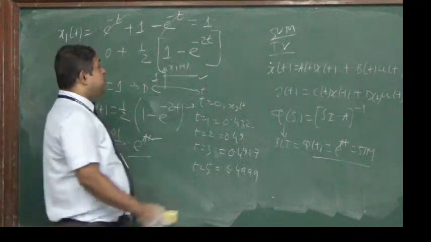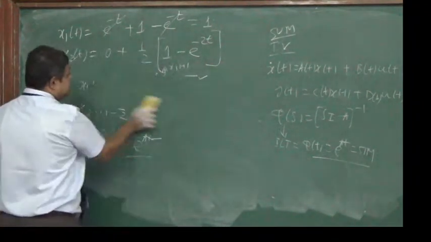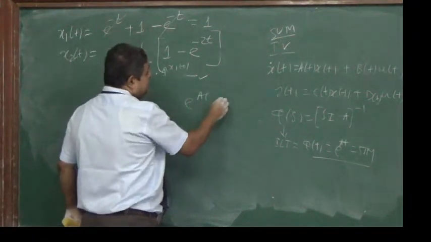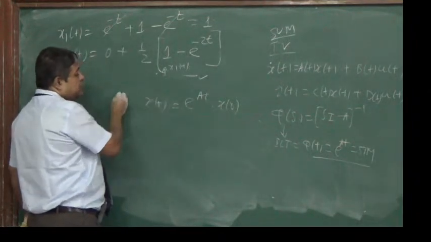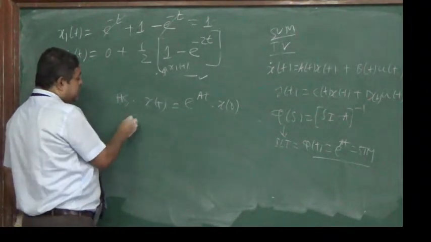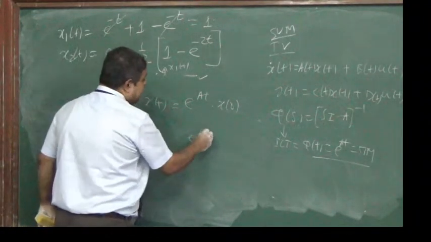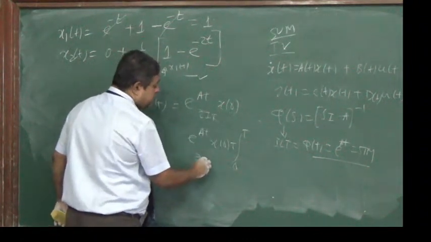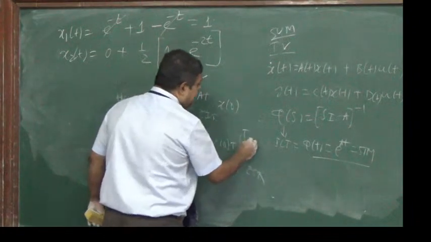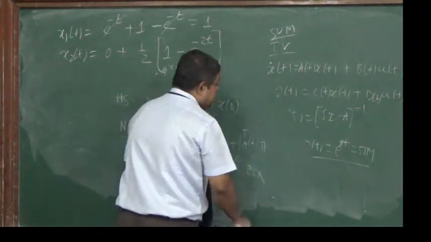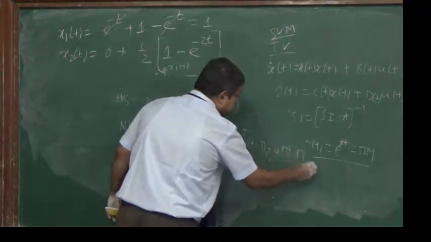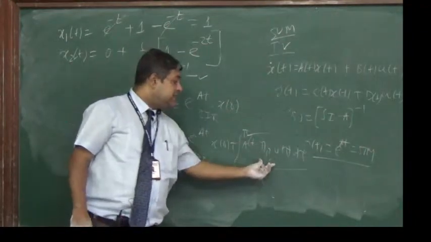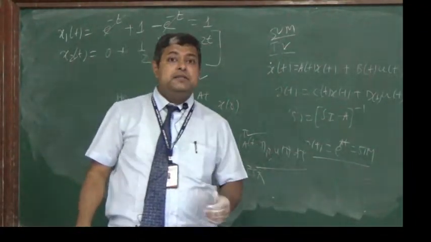Now there are two systems we have attacked. The first system was the homogeneous system, where there was no input, and the solution was e raised to At into x0. This is the solution of x(t) for the homogeneous system. If it is a non-homogeneous system, then it is e raised to At into x0, which is the zero input response, plus the zero state response, the integral of e raised to A(t minus tau), B is the input matrix, u(tau) d tau, and this is going to be in matrix form. So if A is a 2 by 2 matrix, then this will be 2 cross 1, that is 2 rows and 1 column.